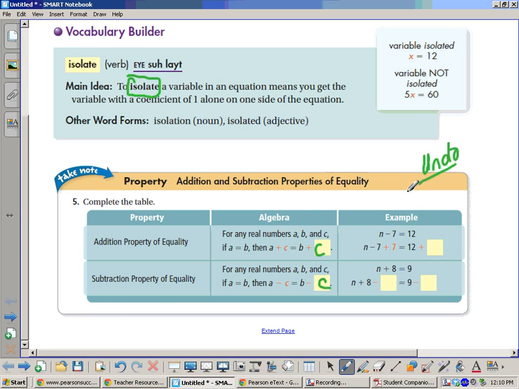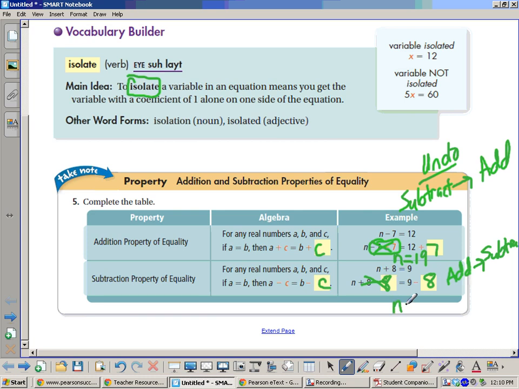So in this case, subtraction is the operation, and to undo subtraction, we want to add. So we're going to add 7 to both sides. Adding 7 on this side gets rid of the number and leaves you with n equals 19. Down here, we have to identify that our operation is adding, and to undo adding, we subtract. We're going to subtract the 8 that's being added. That gets rid of that, and we're left with n equals 1.